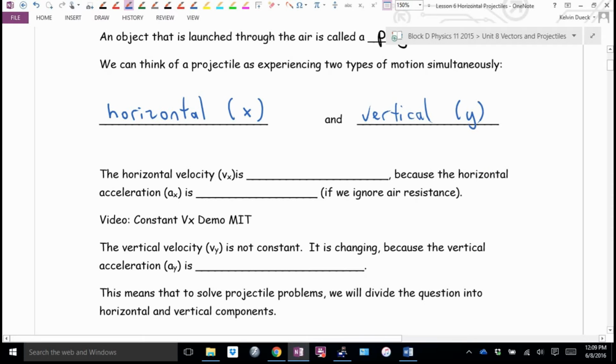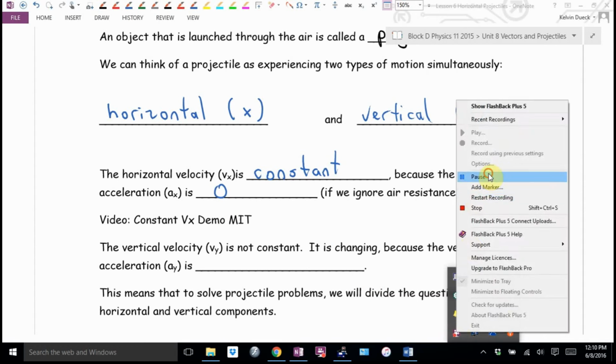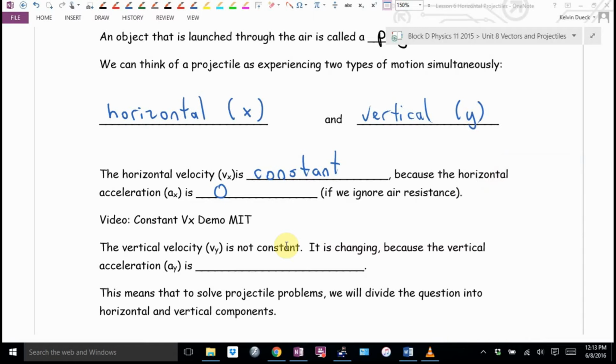Horizontal velocity is constant because horizontally the acceleration is 0. When you throw something, once it leaves your hand, nothing is pushing it sideways anymore. The only force acting on it is gravity. I got a video to show you, and I can even give you a little demo because some of you look skeptical. Let me pause my video here. Have I convinced you? I hope I have.